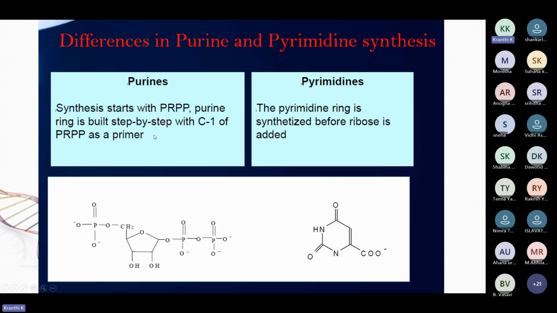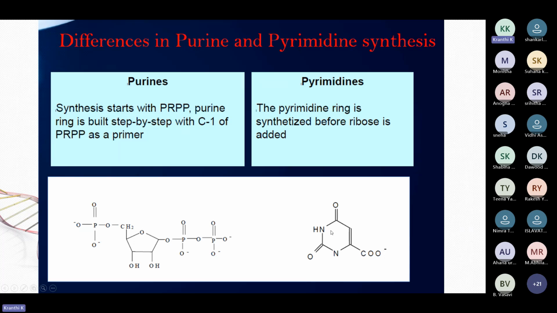The purine ring is built step by step with the C1 of the PRPP as a primer. Got it? It will build step by step on the sugar. But with pyrimidine, initially the ring is built and then it is added to the ribose sugar.